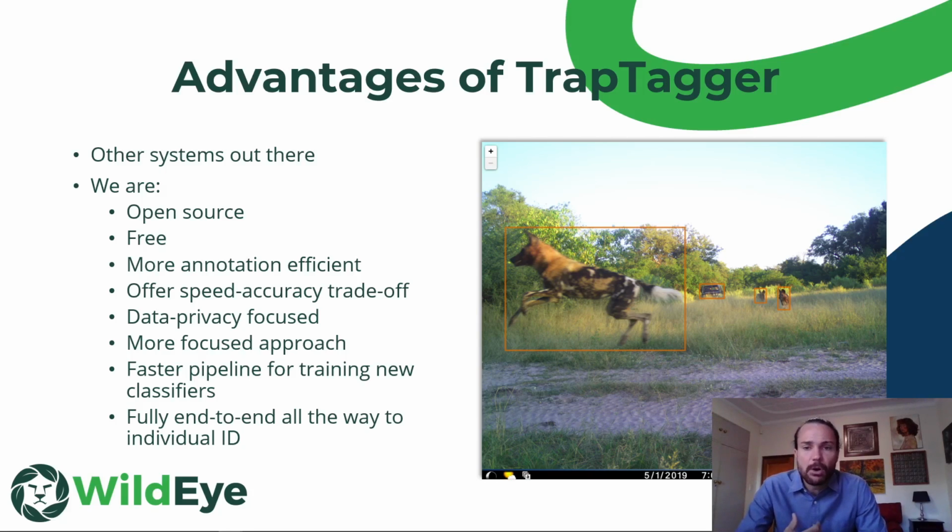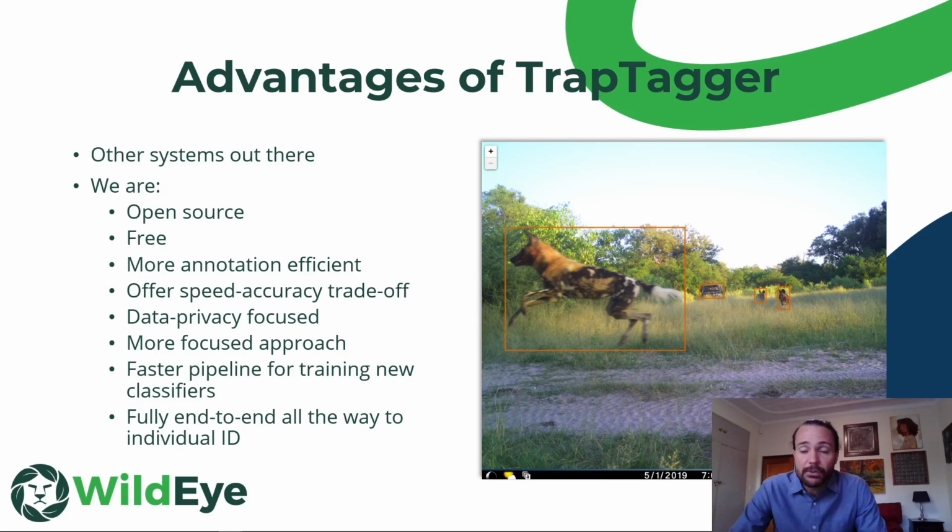Next is our more focused AI approach. We have much more regional classifiers, which gives us much better performance on rarer species in those regions. Also, thanks to our efficient annotation interface, we have a very fast pipeline to process your data manually through the site and then use that training data to train a new classifier, so that you can have a classifier for your region. We're able to provide that as a much faster process.